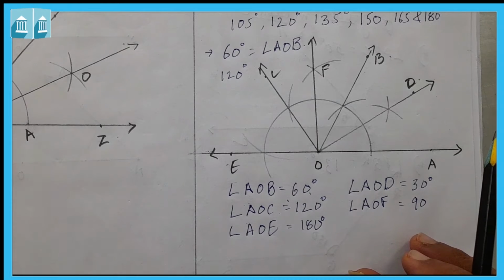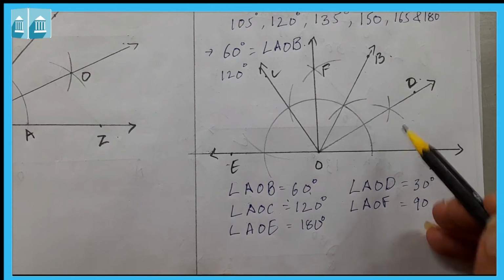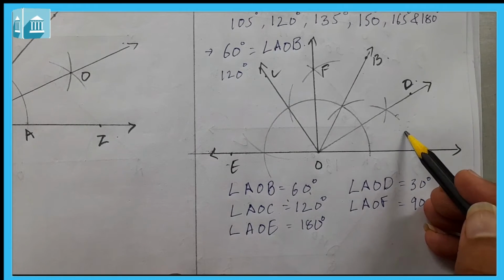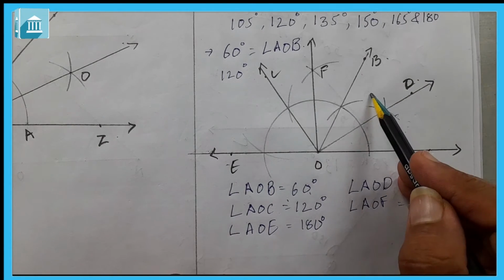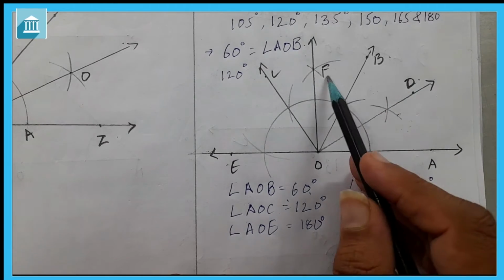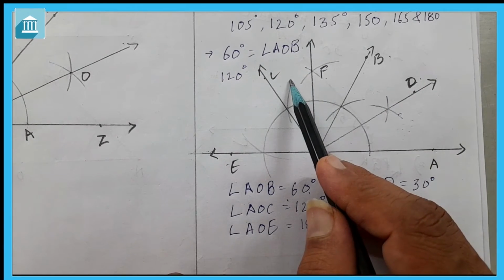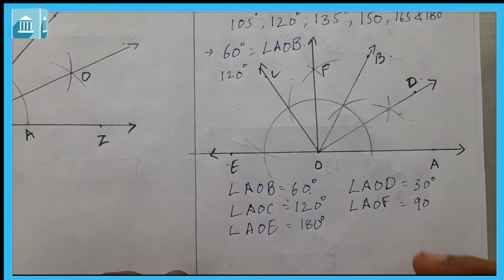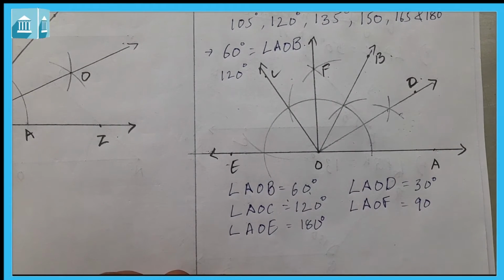For example 15 degree if we want to draw, then we can bisect this 30 degree and we will get 15 degree. Similarly here also between 30 and 60 we will get 45. Here we will get 75. Here we will get 105. 150 we will get here. So in this way we can draw all these special kind of angles.